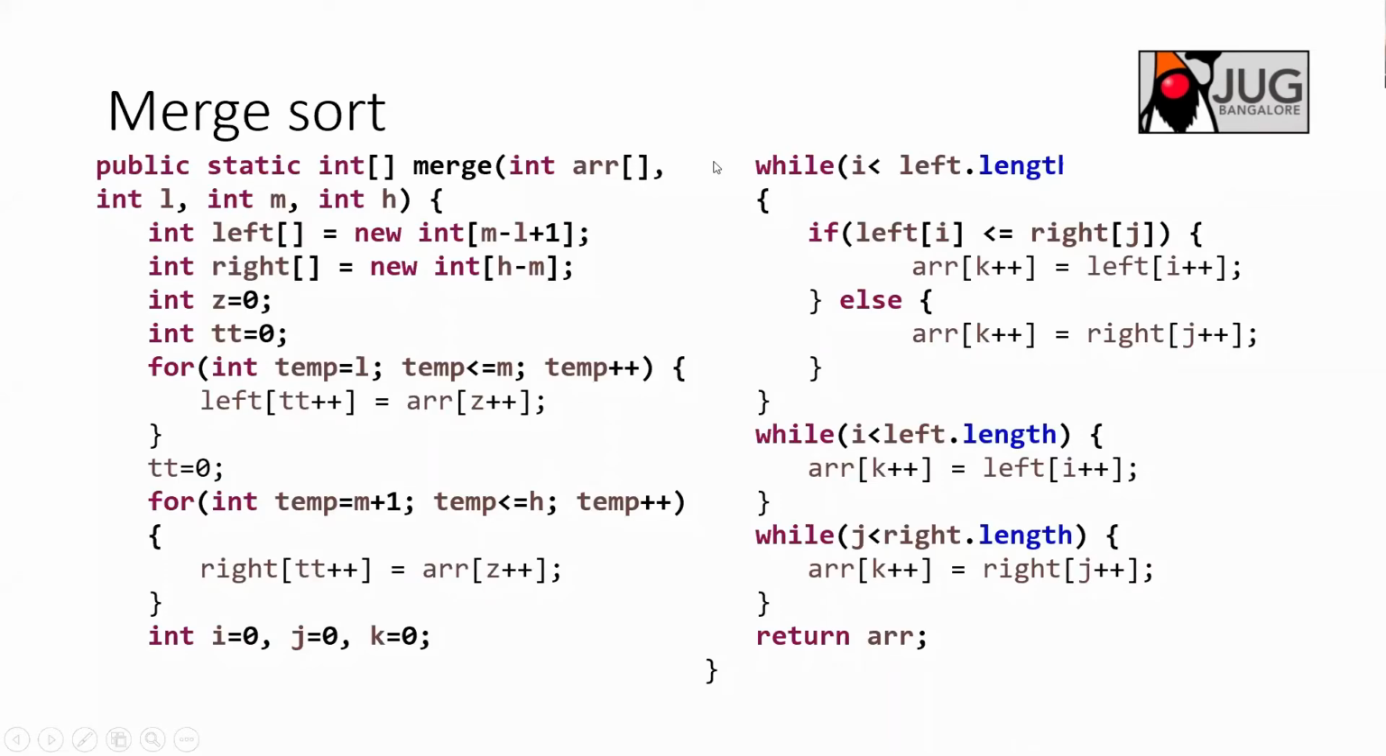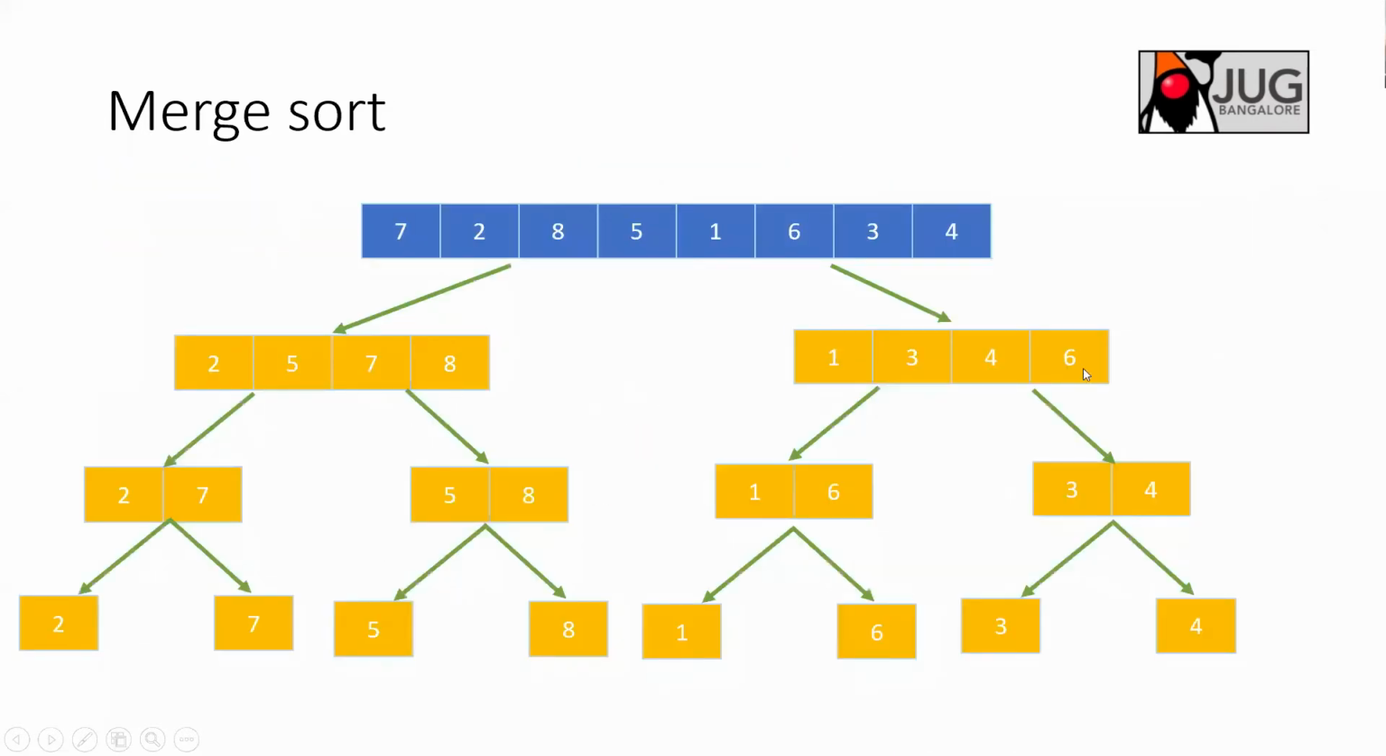Basically you are copying the left subarray and you are copying the right subarray. This will be in the left array and this will be in the right array, which I have declared here.